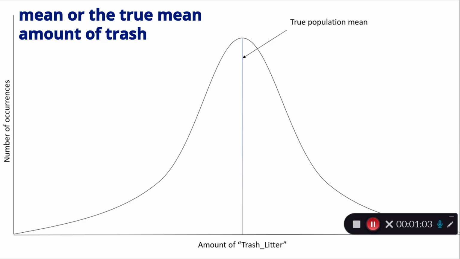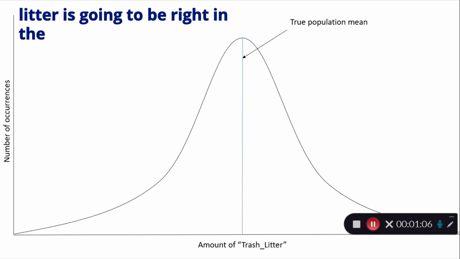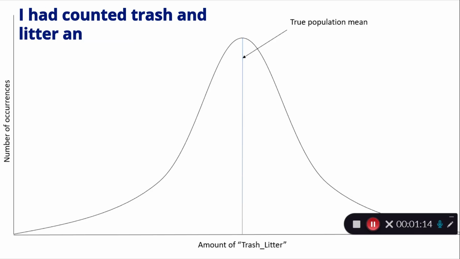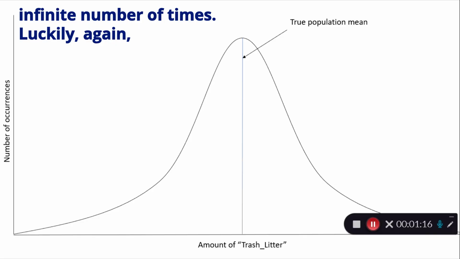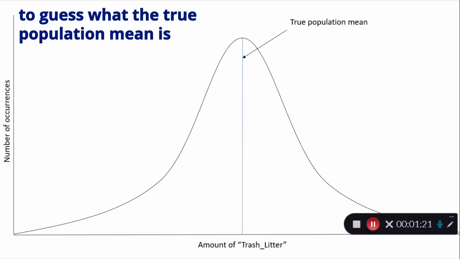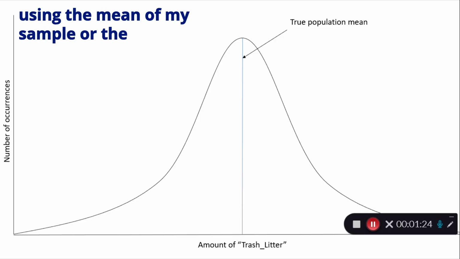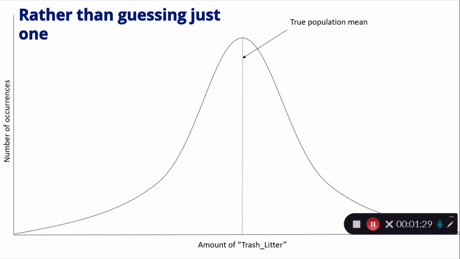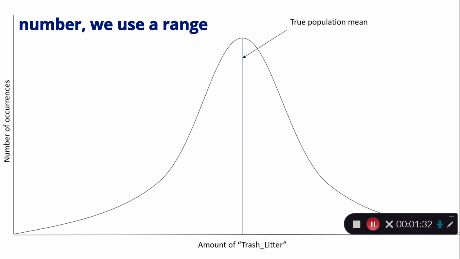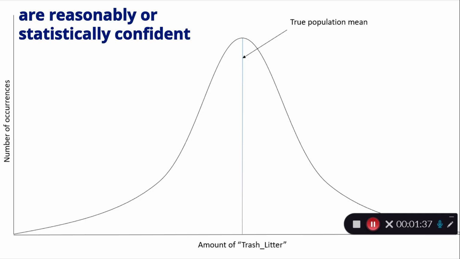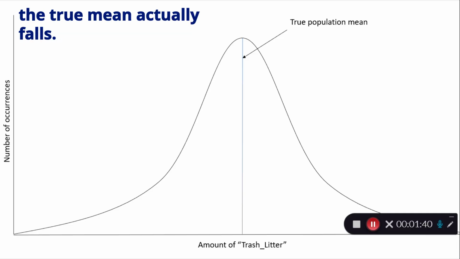The true population mean, or the true mean amount of trash litter, is going to be right in the middle here. Again, this is if I had counted trash and litter an infinite number of times. Luckily, I did not do that. So we have to guess what the true population mean is using the mean of my sample, or the mean of what I did actually count. Rather than guessing just one number, we use a range or interval within which we are reasonably, or statistically, confident the true mean actually falls.